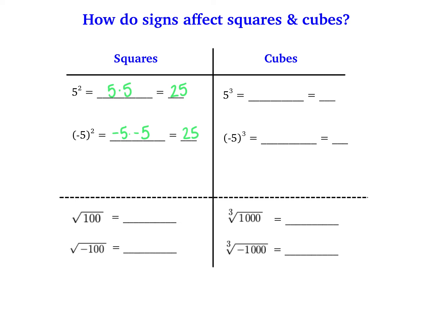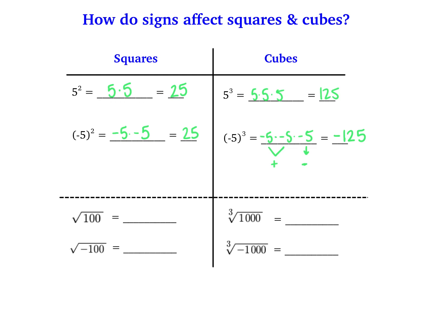Cubes, however, take it literally one step further. So 5 cubed would be 5 times 5 times 5, which is positive 125. Negative 5 cubed would be negative 5 times negative 5 times negative 5. So here, the first 2 would cancel out to be a positive, but there's still 1 left over. So by comparison, cubing a negative number will actually give you a negative answer. So it's different than squares.